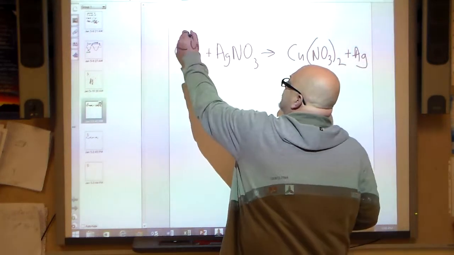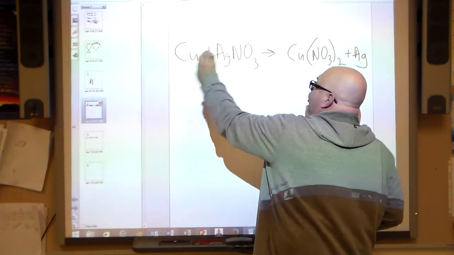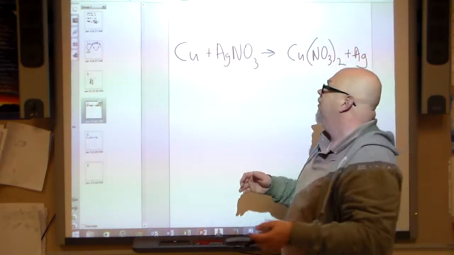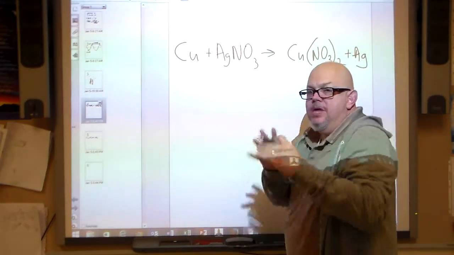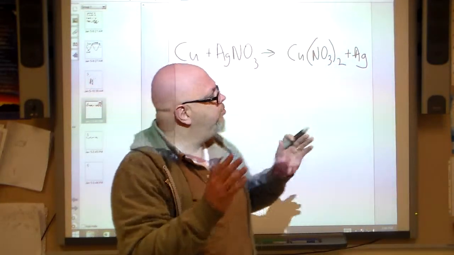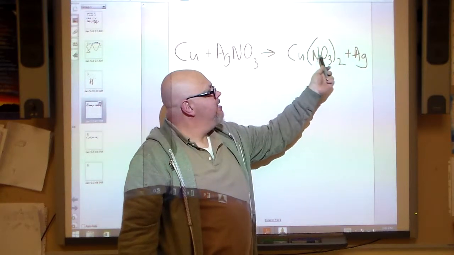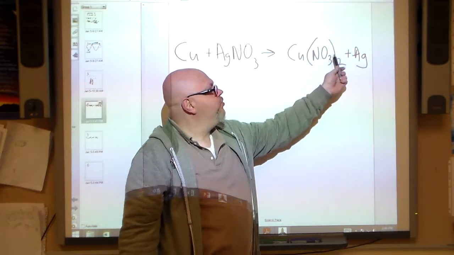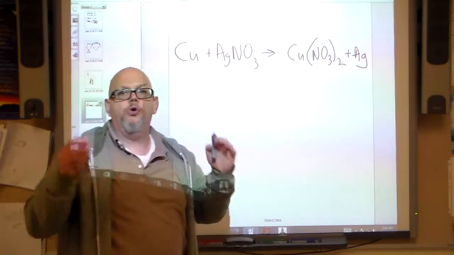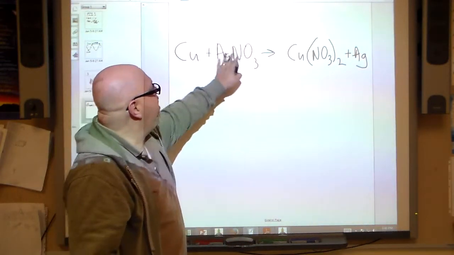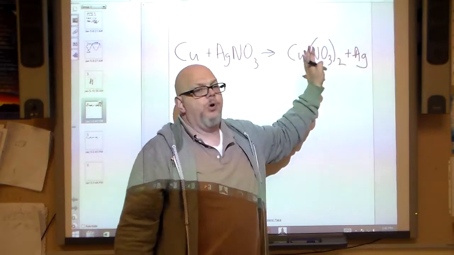When we look at this top part right here, these are called the reactants. Think of them as the ingredients. The arrow sign means this is what you're going to get, what you're going to result in. And then here we have copper 2 nitrate plus silver. Those are called the products, not the reactants. These are the reactants, and these are the products.